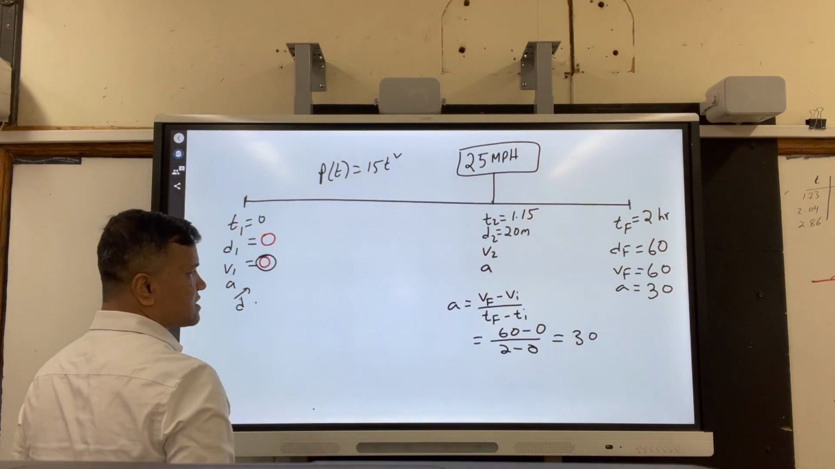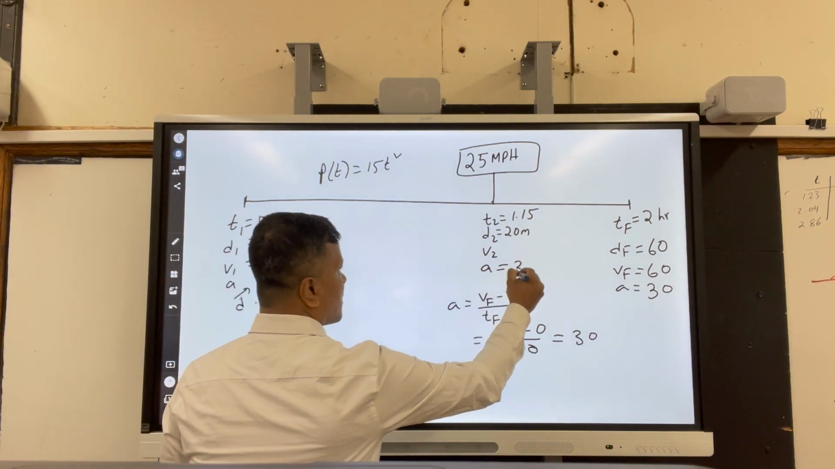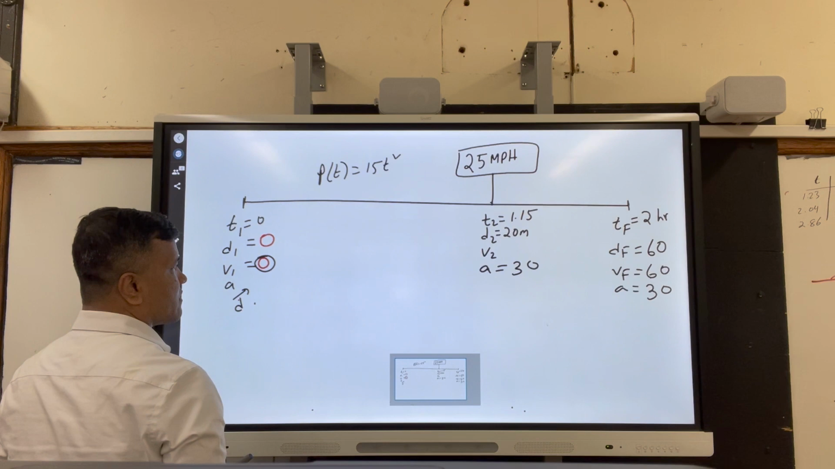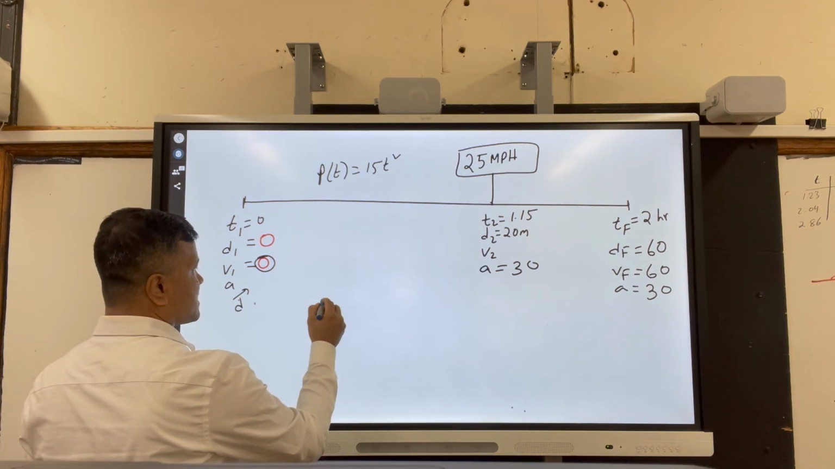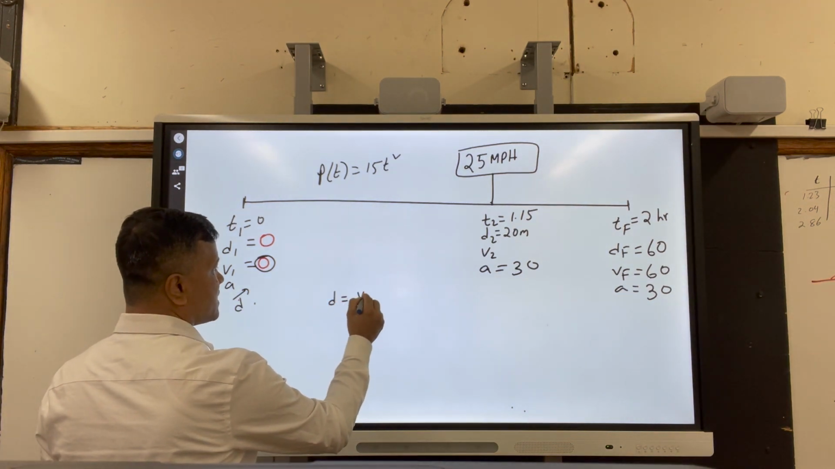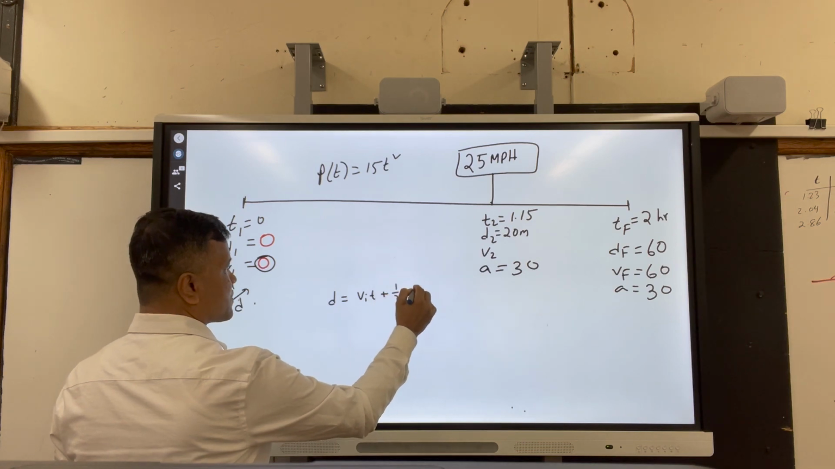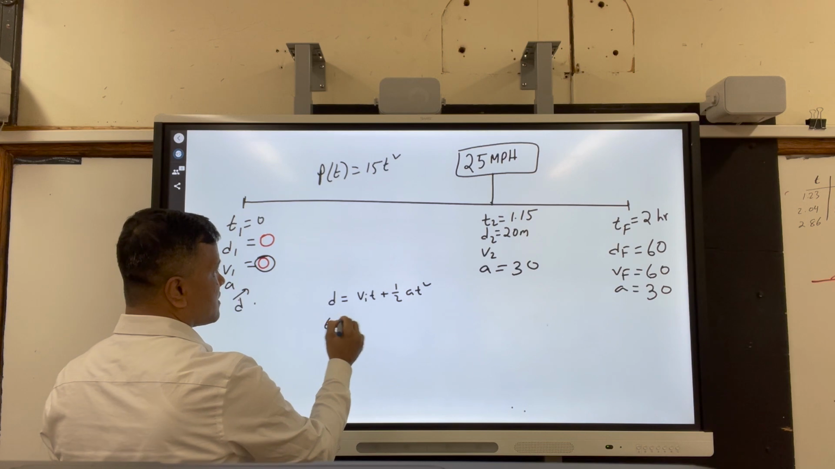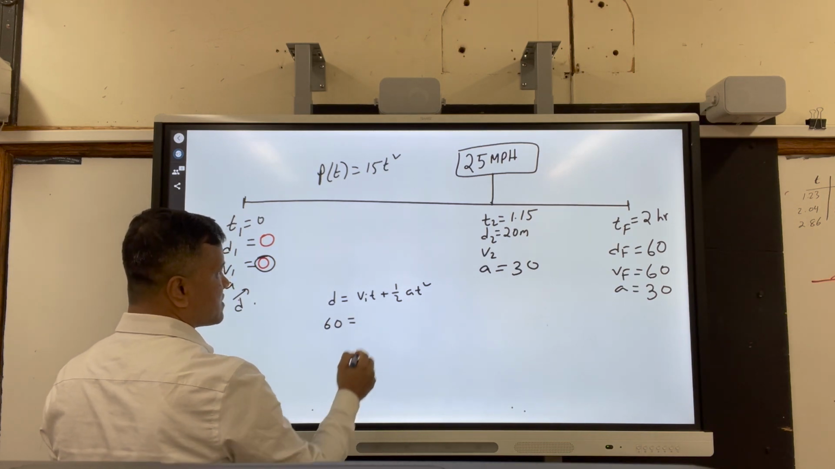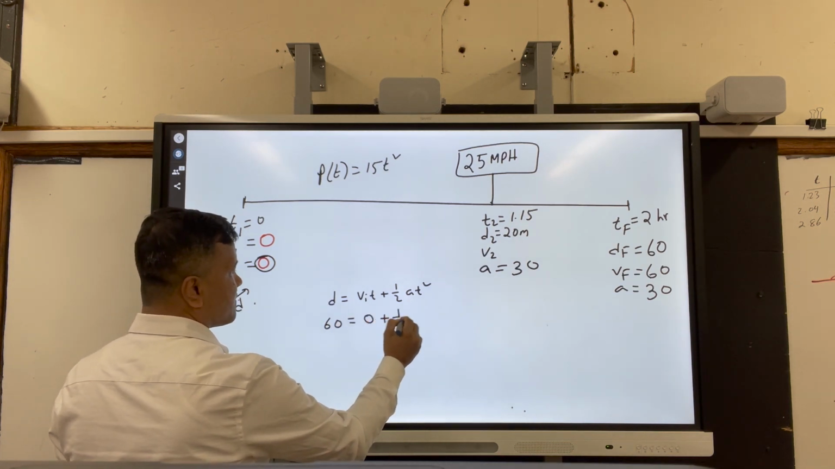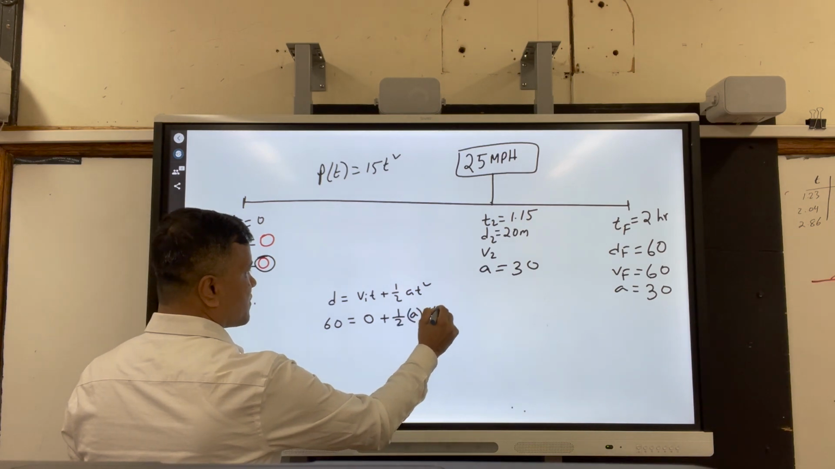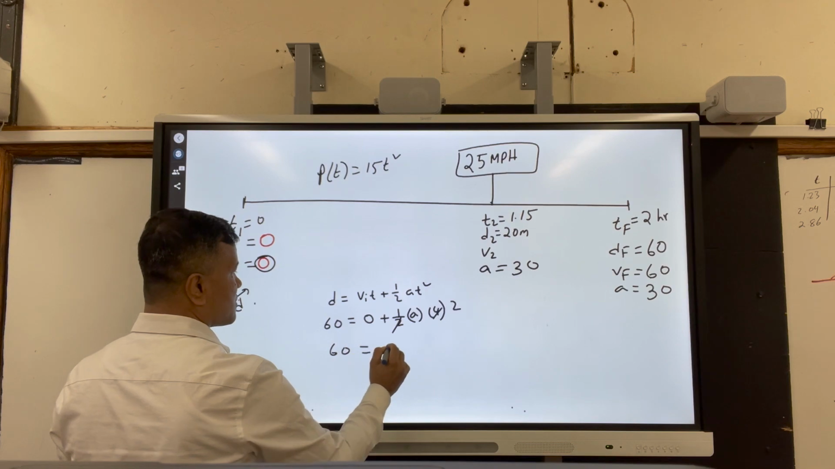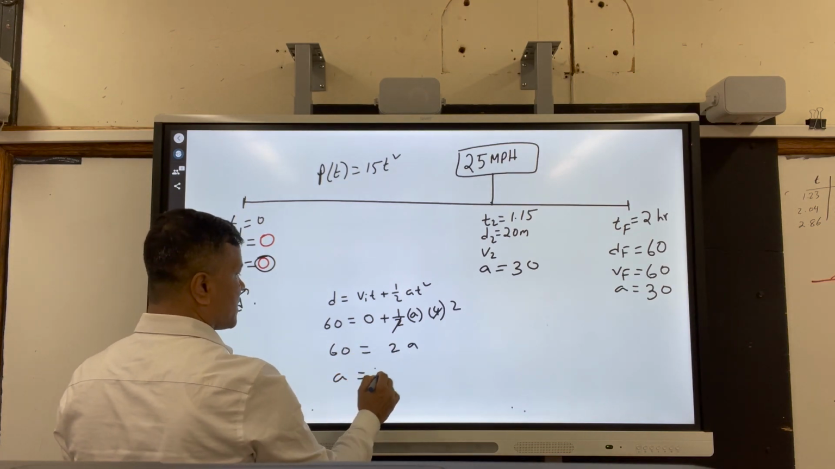We're going to find the acceleration a few different ways. Let's say d is equal to v_i t plus half a t squared. So we know that d is 60, v_i t is 0, plus half a, and t squared is 4. So 2 goes into 4, 2. So 60 is equal to 2a, and a is equal to 30.